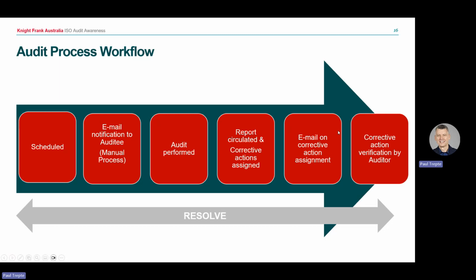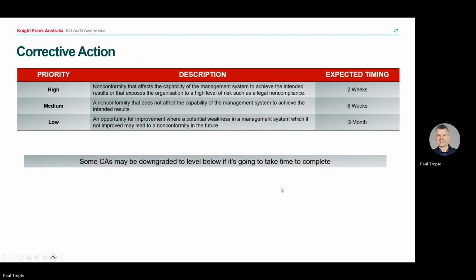Once the auditee has corrected the non-conformity, undertaken the action that's been requested, and provided objective evidence to support they've done that action, then the corrective action is reviewed by the auditor and then closed out. Now, corrective actions are assigned and determined on a priority level, and the priority level determines how much time is expected to correct that non-conformity.